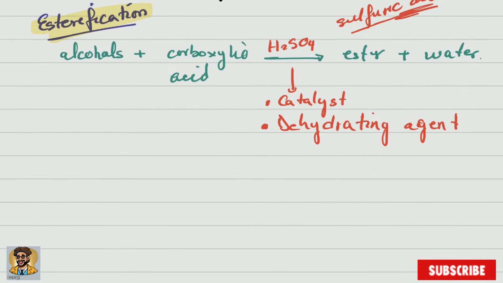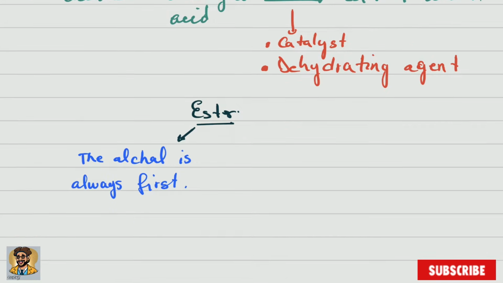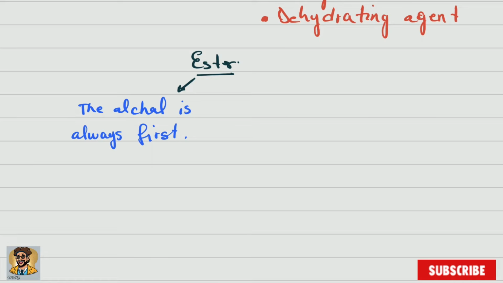When naming esters, and this is important, the name of the alcohol is always first in the name of the ester. The alcohol will always come first, and that will give the first part of the name of the ester. So if the alcohol used was methanol, we start with meth, and for the ester it will be methyl. If the alcohol was ethanol, it will become ethyl.